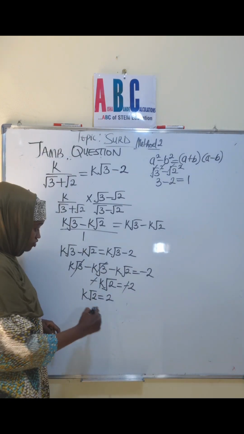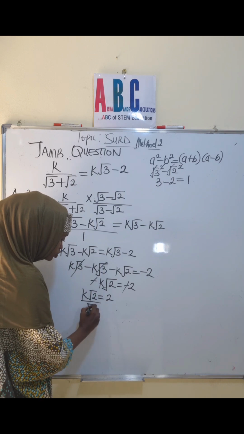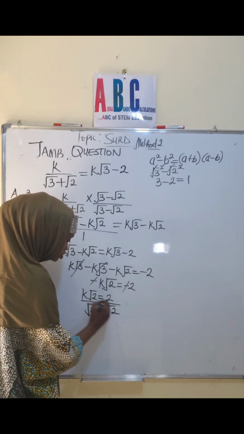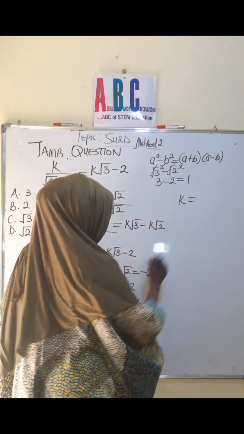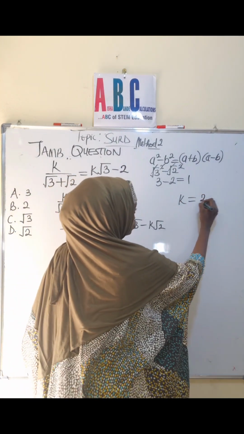So remember, what we are looking for is the value for k. So we divide both sides by root 2. So that root 2 cancels root 2. We are going to be left with k is equal to 2 over root 2. So this is 2 over root 2.